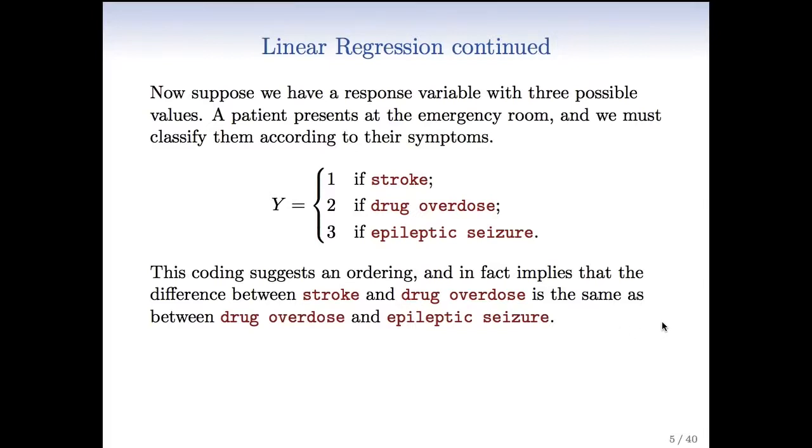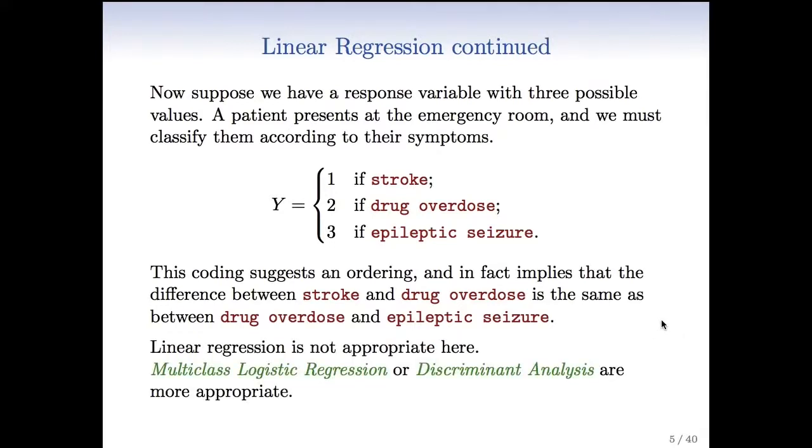So when you have more than 2 categories, assigning numbers to the categories arbitrarily seems a little dangerous, especially if you're going to use it in linear regression. And it turns out linear regression is not appropriate here. For problems like this, we're going to prefer multi-class logistic regression or discriminant analysis, and both of those we will discuss.